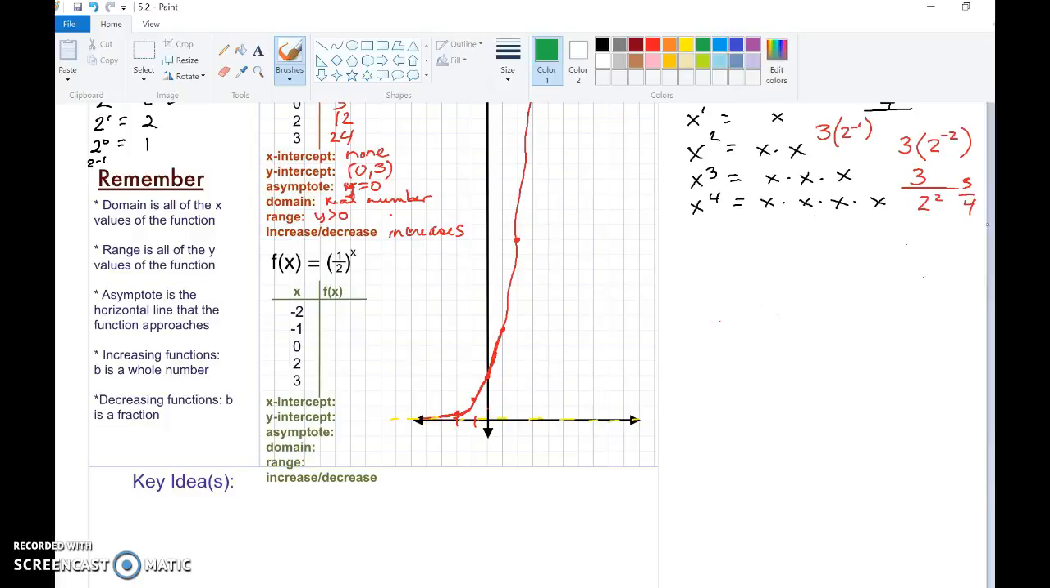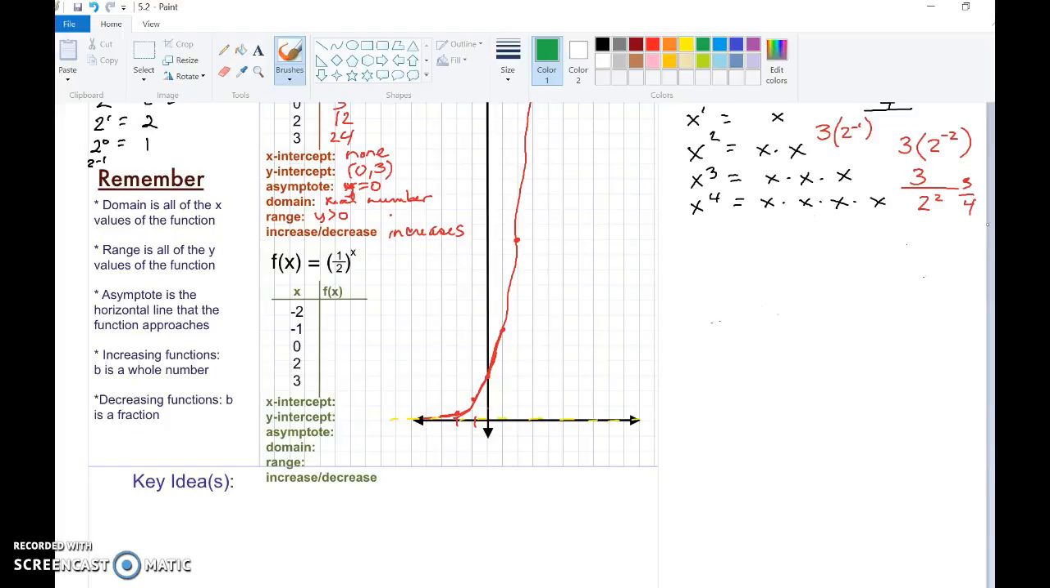Okay, welcome to part 2. Now we're going to do another exponential function, but this time there's going to be a fraction in our b. All right, and there's no a. The a is just 1.